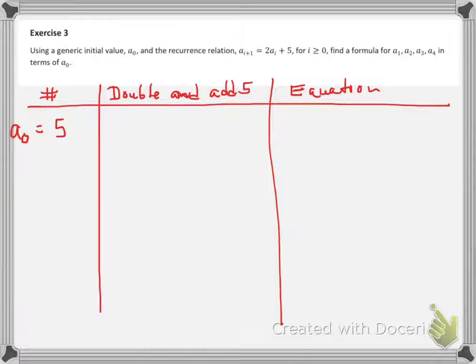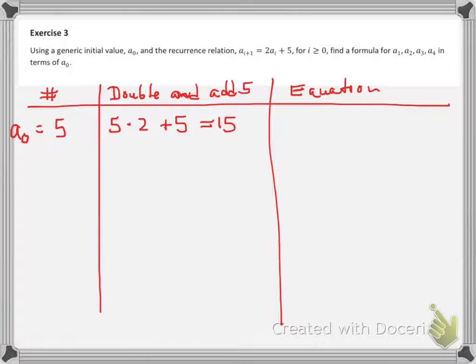And then let's perform what's happening to our first initial number. So we're going to take the number, we're going to double it, and then we're going to add 5. So 5 times 2 is 10 plus 5 is 15. So if I take that first number 5 and I double it and add 5, I get a 15.